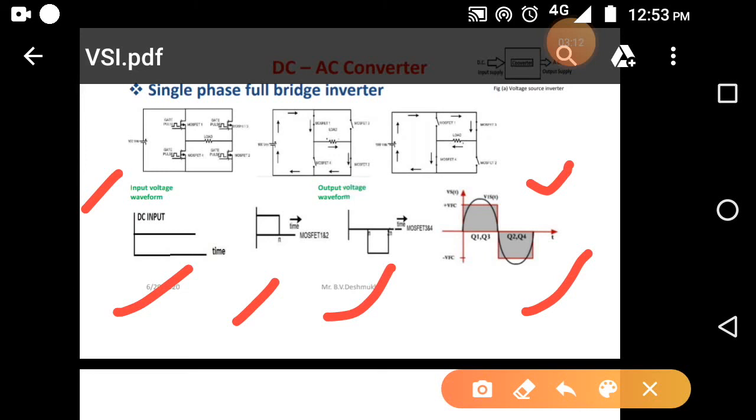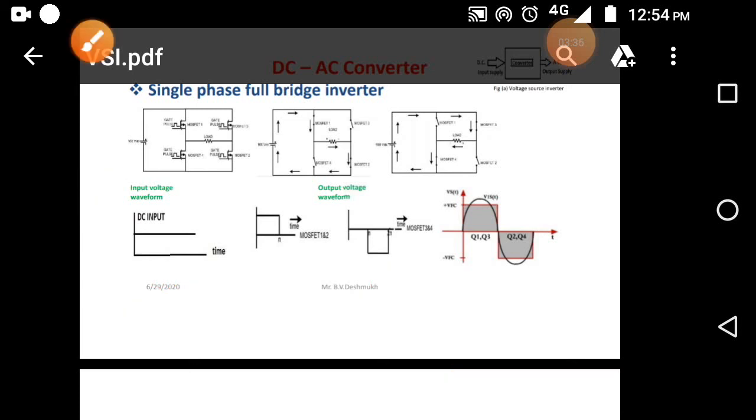When we compare this input waveform and this output waveform, then we can say this fixed DC input supply is converted into variable AC supply. This DC supply is converted into AC supply. Such a converter is called an inverter circuit.